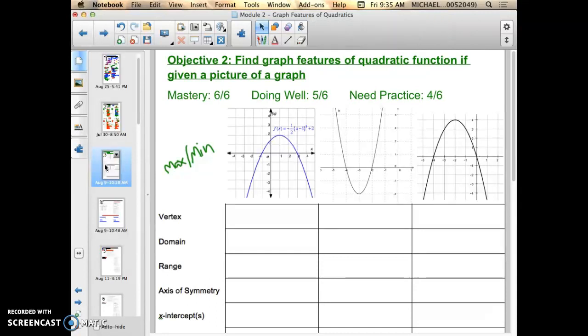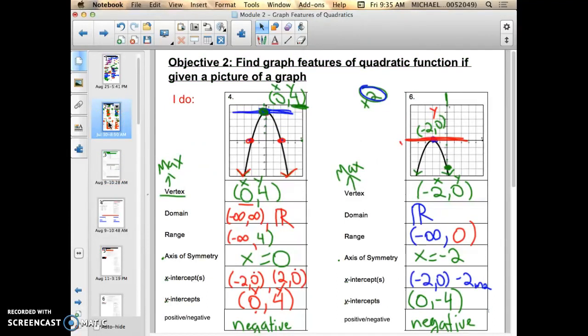So, hopefully at the end of this video, you know a little bit more about if you were given a graph of a parabola, can you tell me these 8 different things of the parabola?